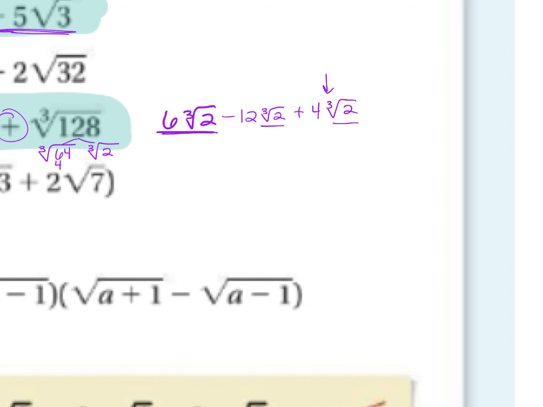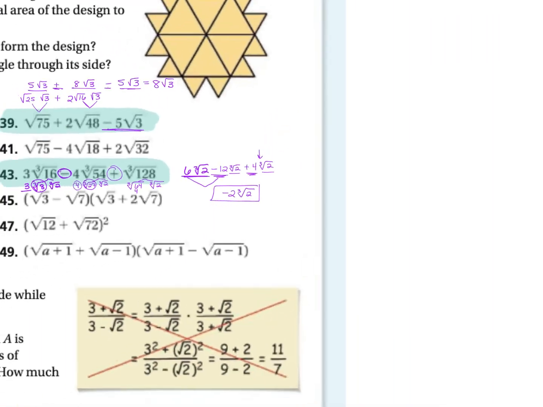So 6 minus 12 plus 4. So this would be a negative 6 plus 4, which is a negative 2. And then we have the cube root of 2. And that would be your simplified answer.